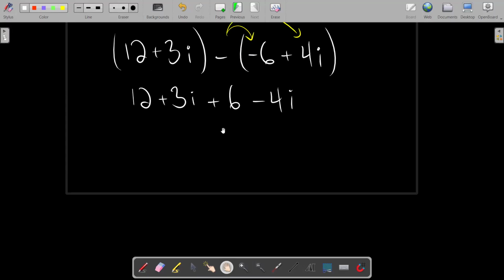What's the real part of my answer going to be? 18 minus i. You can put 1i if you want to. Any questions about the plus and the minus?